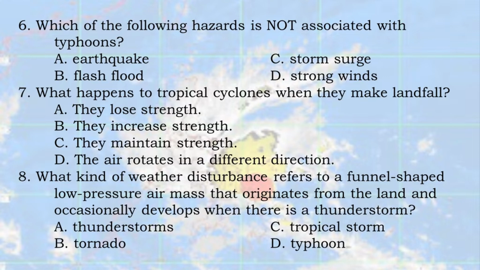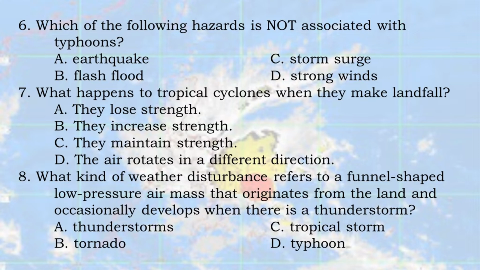7. What happens to tropical cyclones when they make landfall? A. They lose strength. B. They increase strength. C. They maintain strength. D. The air rotates in a different direction.